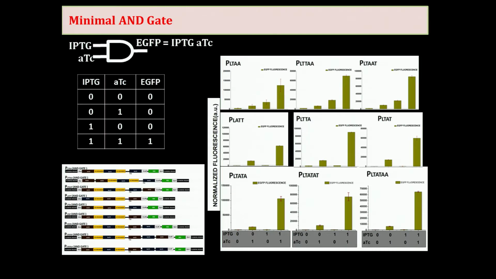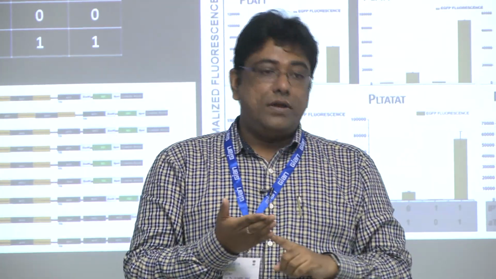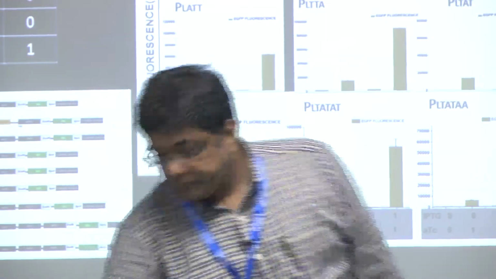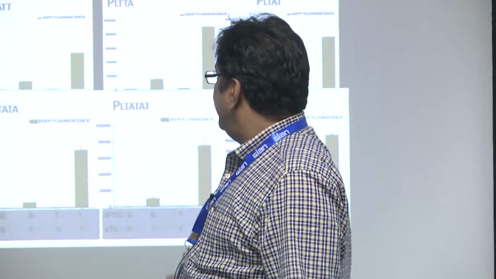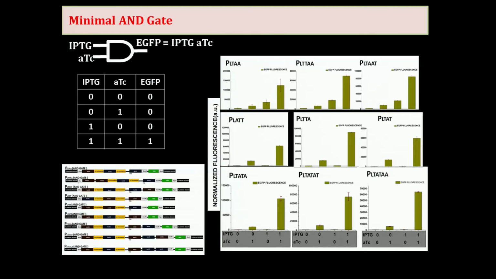One is its dynamic range, its digitality, and how it is prone to noise or not. So if you control these three things, then you can say this circuit is robust. For example, here we tried to develop a simple AND gate based on nine different designs, and only these two are giving better behavior in terms of the dynamic range.